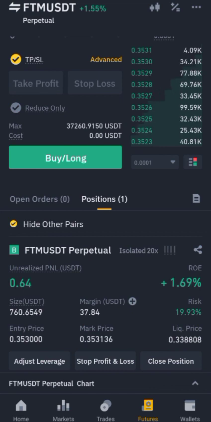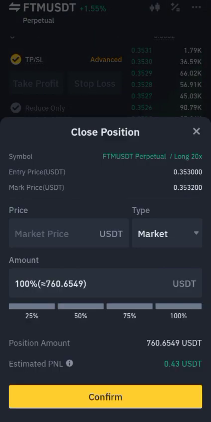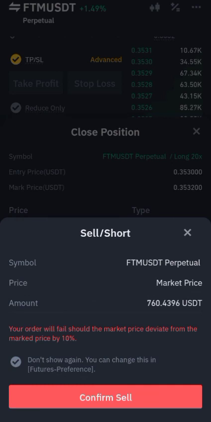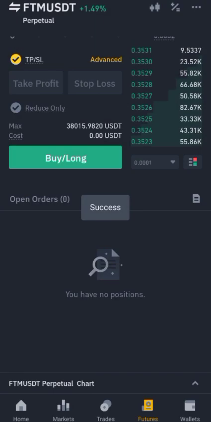I can take the profit by simply closing the trade. For the purpose of this illustration, I close the trade and I confirm sell. That means that order is successful. I have closed the trade. That is a simple way of how you can enter a trade using the signals that are being provided.